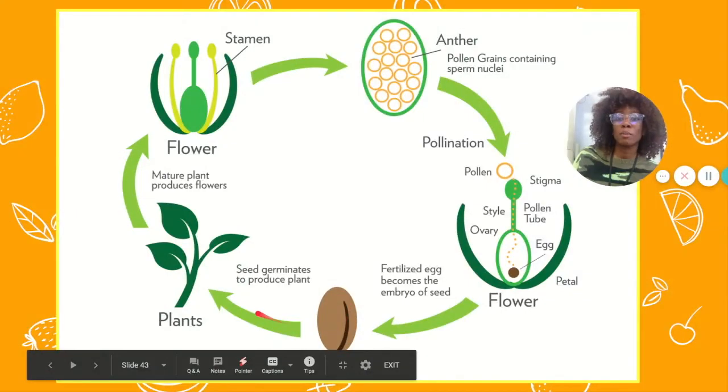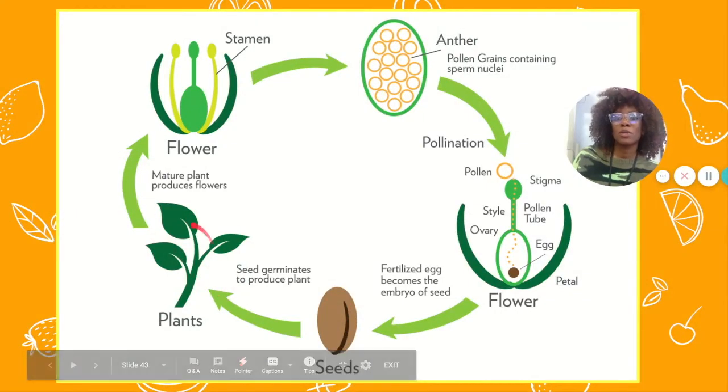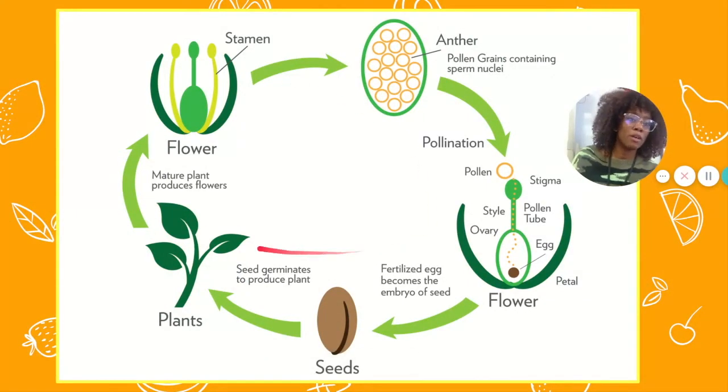Then the seed is going to germinate to produce a plant. Mature plant produces flowers, and the cycle repeats itself over and over again. So that is how fertilization occurs.